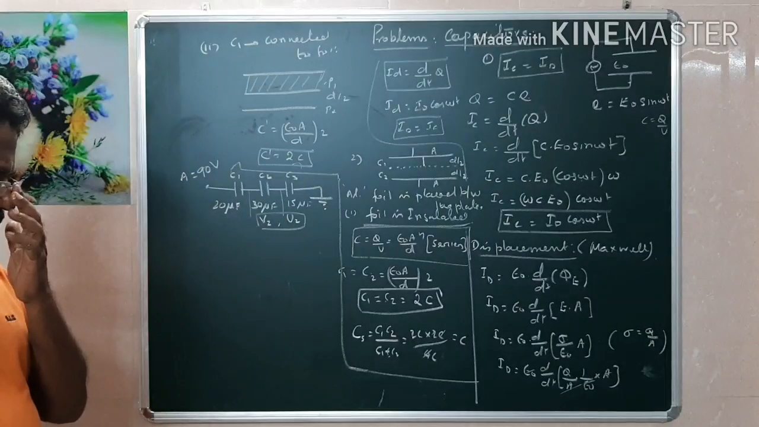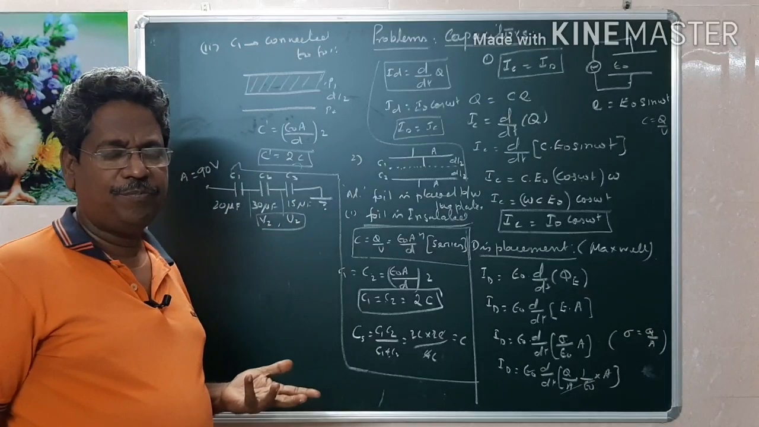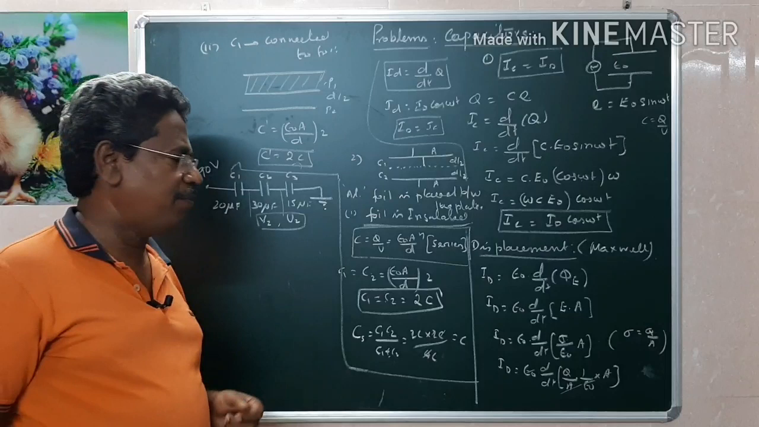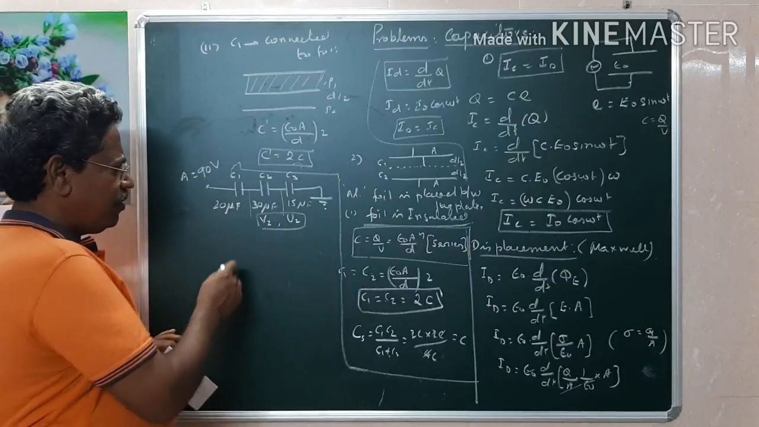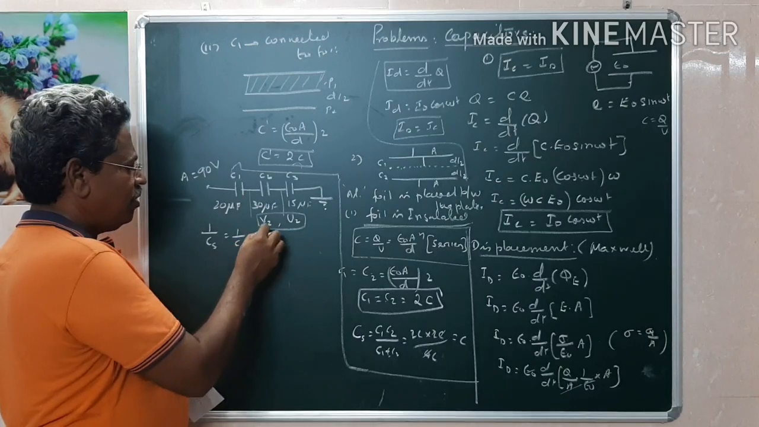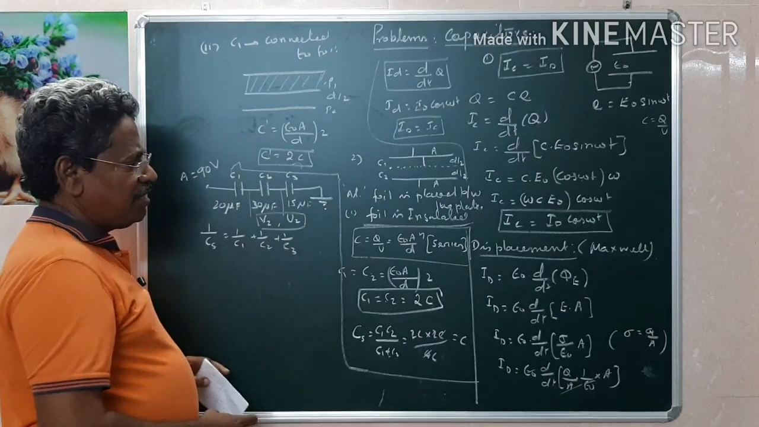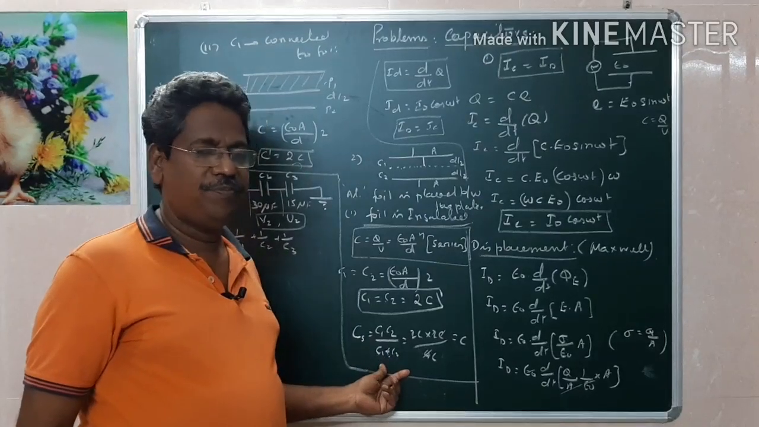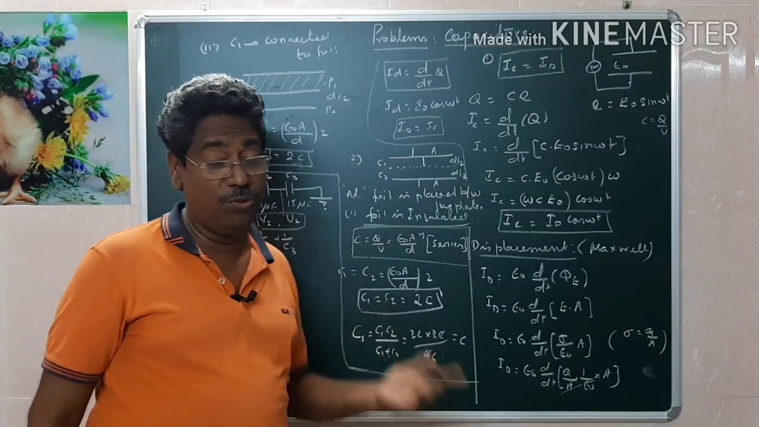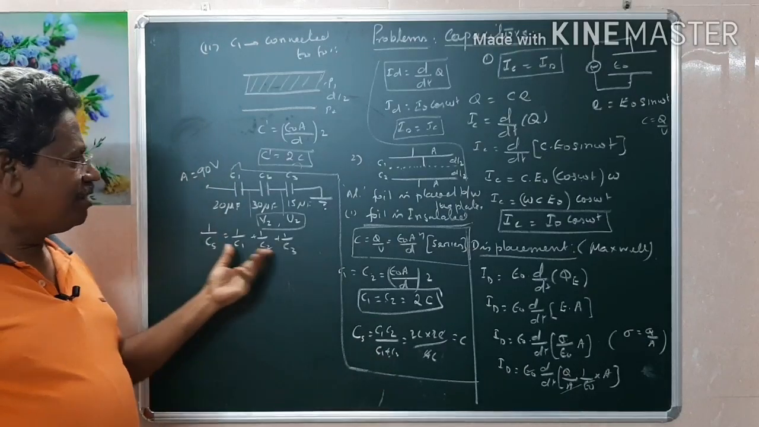What do we have to do? First thing, all the capacitors are connected in series. Therefore, try to find the series combination. What is the formula for series combination? For more than 2, 1 by Cs is 1 by C1 plus 1 by C2 plus 1 by C3. If there are only 2 capacitors, we can use the formula C1 C2 by C1 plus C2. For more than 2, you cannot write like this. Therefore, the original formula is this one.